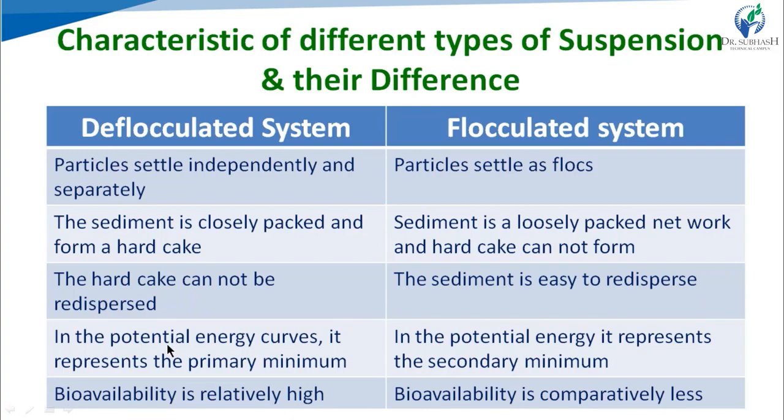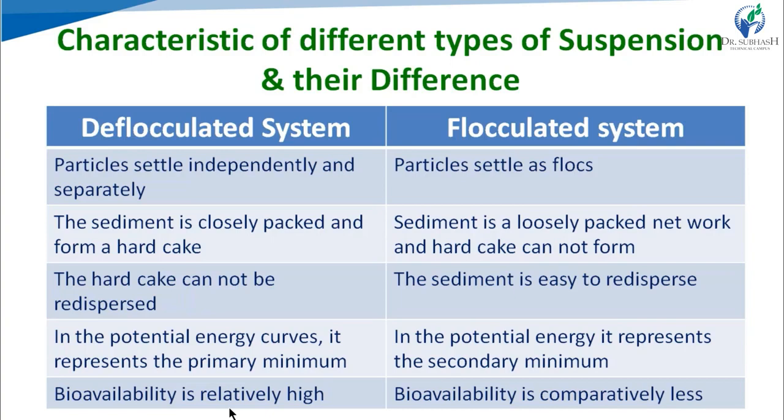Now if we are considering the potential energy curves, then the deflocculated system represents the primary minimum, whereas the flocculated system represents the secondary minimum. In the deflocculated system, bioavailability is relatively higher, as the particles act as separate entities. Here the particle size is very low and the surface area is very high. So that's why we can say the bioavailability of the deflocculated system will be higher as compared to the flocculated system.